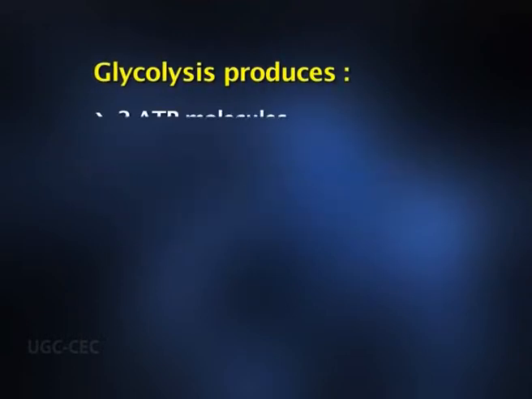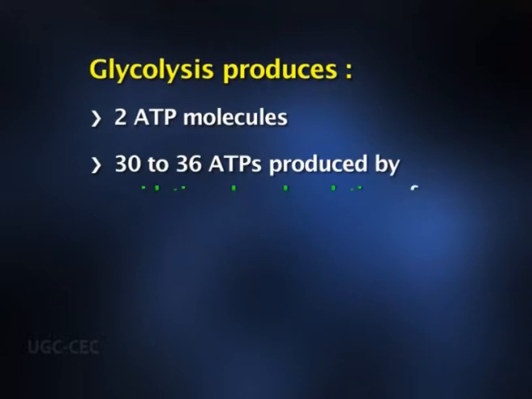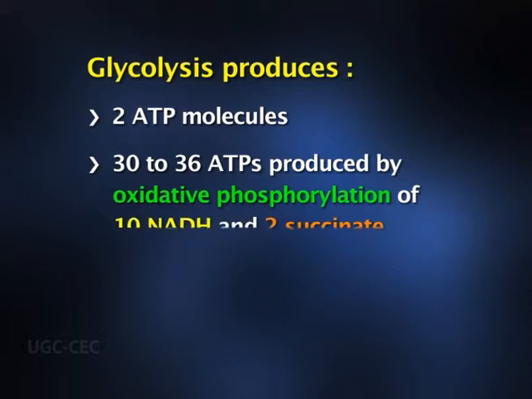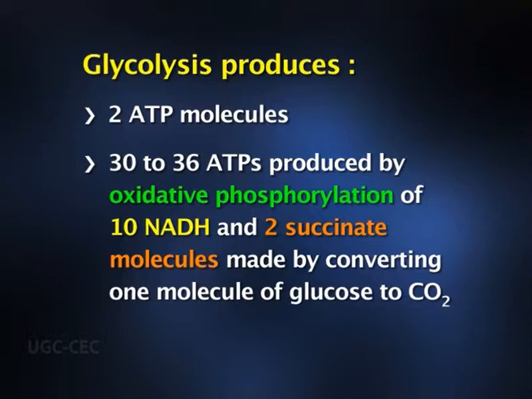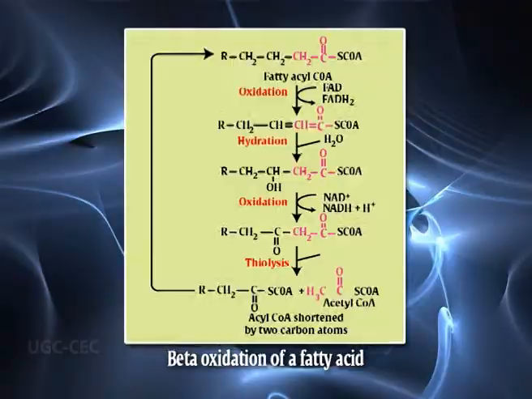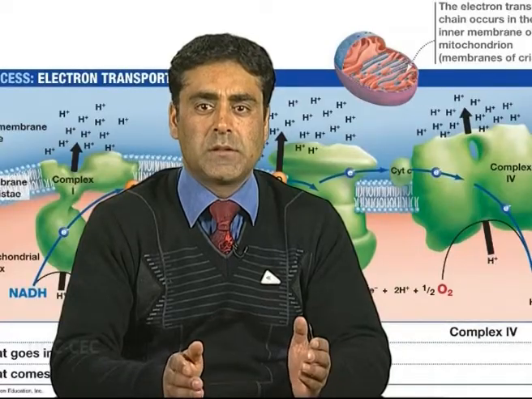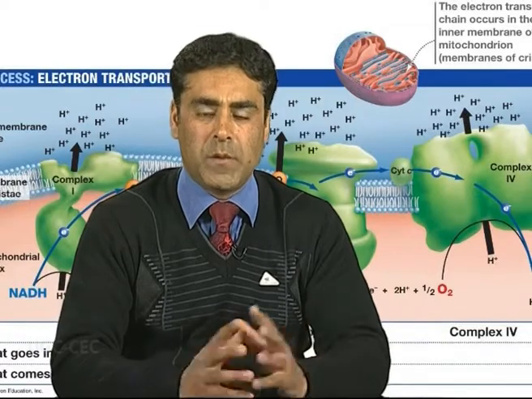Glycolysis produces only 2 ATP molecules, but somewhere between 30 and 36 ATPs are produced by the oxidative phosphorylation of the 10 NADH and 2 succinate molecules made by converting one molecule of glucose to carbon dioxide and water, while each cycle of beta oxidation of a fatty acid yields about 14 ATPs. These ATP yields are theoretical maximum values. In practice, some protons leak across the membrane, lowering the yield of ATP.